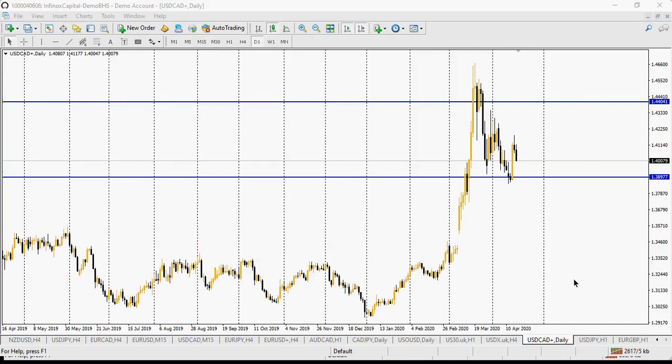Any question? What do you think about the Fibonacci tool? Let me have your comments. What do you think about the Fibonacci tool as a confirmation tool, and do you think it's going to be useful for your trading?